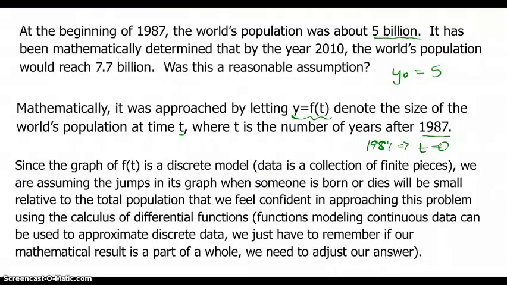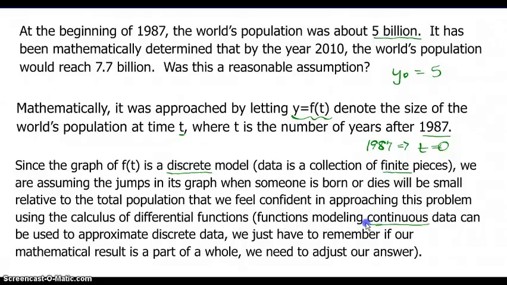Since the graph of this function is a discrete model, and by discrete it means we're counting individual things, the data in this collection is finite pieces of things. It's human beings, wolves, bears, mice, even bacteria; individual finite data pieces that we are going to model with a continuous mathematics. So we have to keep that in mind. This says, since the graph of f of t is a discrete model, we're assuming the jumps in its graph when someone is born or dies will be small relative to the total population, so that we feel confident in approaching this problem using the calculus of differentiable functions.